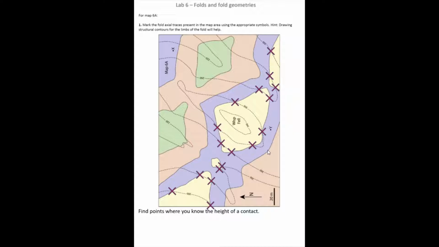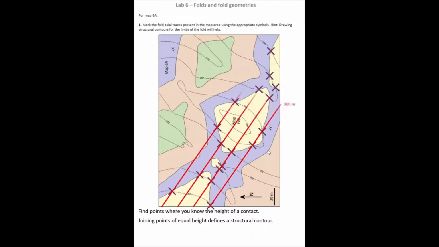Then what I can do, in a similar way to how we've done for all of the other labs so far, is join the points of equal height with a structural contour, and that shows me where that contact would be anywhere on the fold. Anywhere along this line, the height of that contact is going to be 300 meters above sea level. Anywhere along this line, that contact between the yellow and purple unit will be 260, and so on.